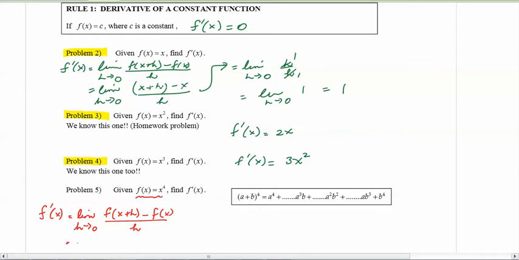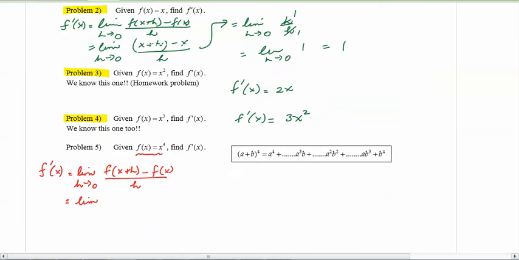So let's see, what is my function? It has an output value of whatever the input was to the 4th power. So if I have an input of x plus h, it has an output of x plus h, or that quantity to the 4th power. f of x is x to the 4th, over h. And then my problem now becomes, how do I expand the binomial x plus h to the 4th?